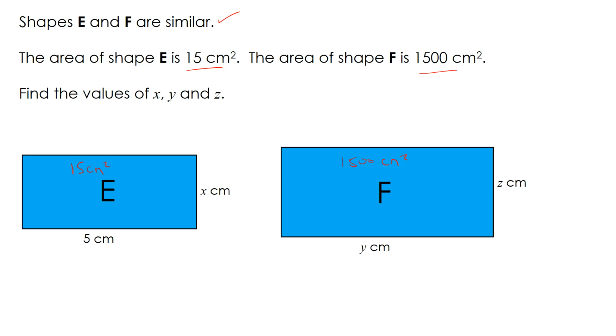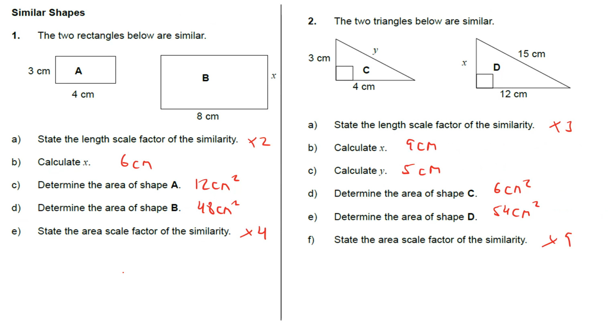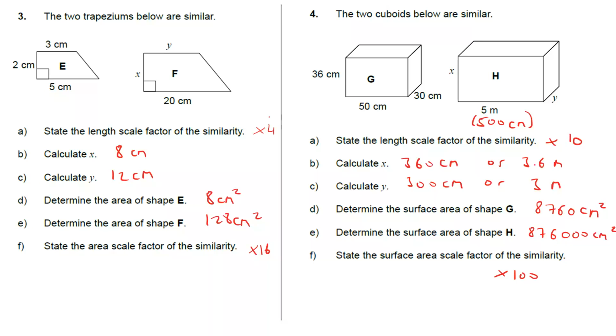But what you need to notice now from the main task and the examples is that I'm looking for a connection here. The connection is between the length scale factor here, which is 2, and the area scale factor here, which is 4. And I reckon that 2 squared is 4. Here, look, I've got 3 and 9. 3 squared is 9. And this one, I've got 4 here and 16 here. 4 squared is 16. And even here, I've got 10 here and 100 here. And 10 squared is 100.